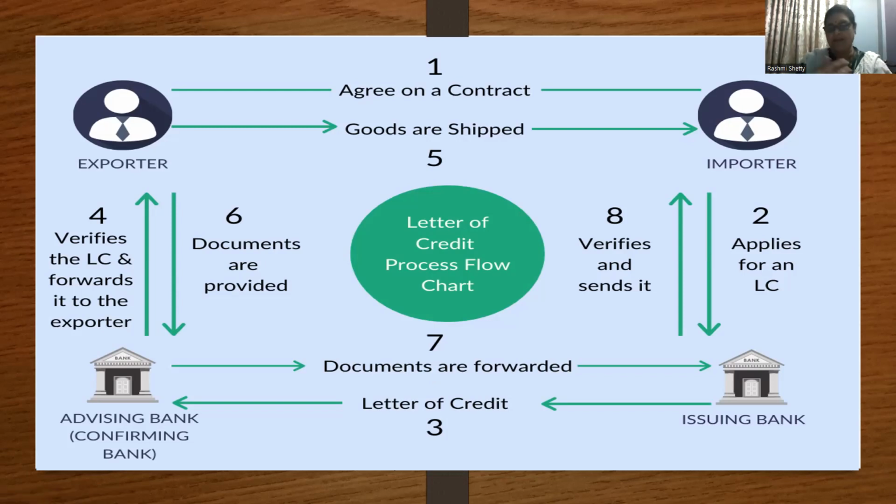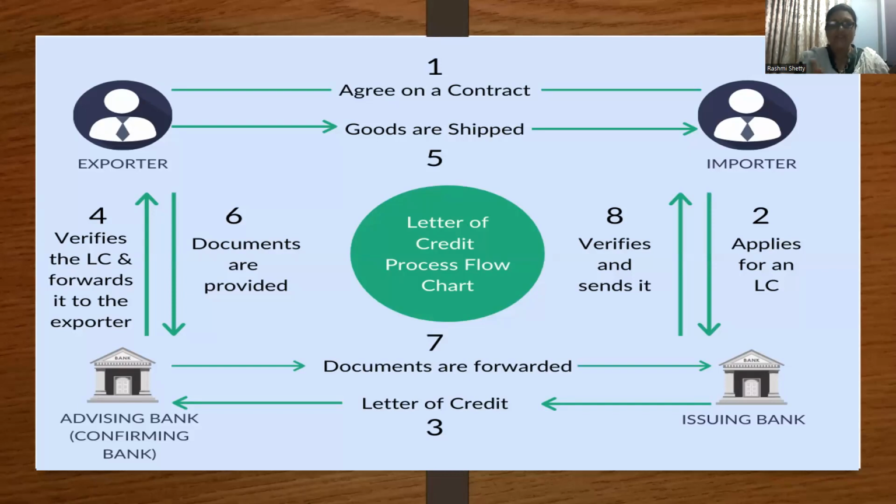As soon as the importer requests the issuing bank, they will ask for some deposit, then they will issue a letter of credit. This letter of credit does not come directly to the exporter. It will go to the advising bank, that is the exporter's bank, or the confirming bank. The confirming bank will verify this LC, check whether it is a proper one or not, and send it to the exporter. So, one party is the exporter, and his bank is called the advising bank. Another is the importer, and his bank is called the issuing bank.